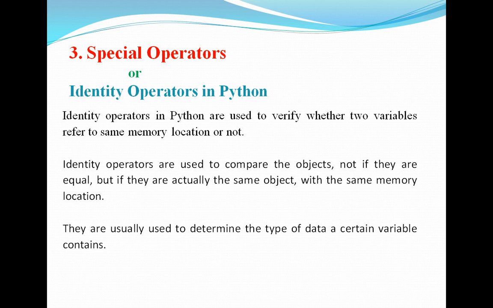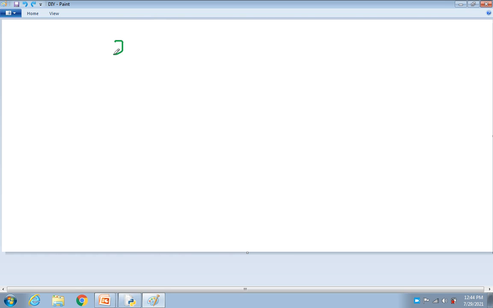So let's explain this in a better way with the help of a paint screen. Suppose we have a number x equals 5. In memory, how is it stored? This 5 is stored in memory and x will refer to its address. Its address will be stored in x.